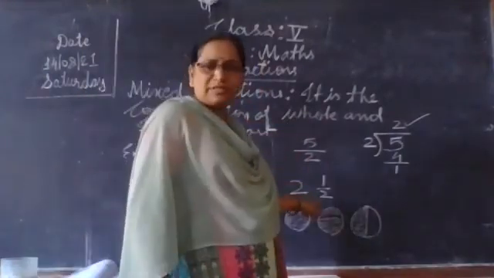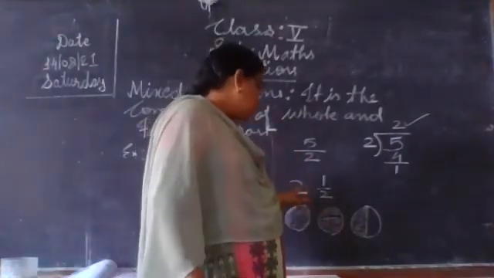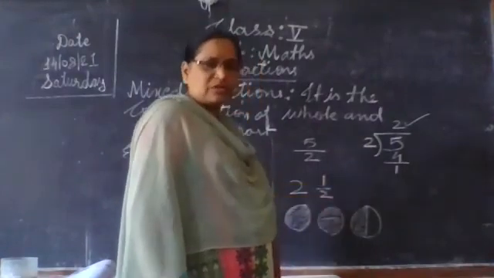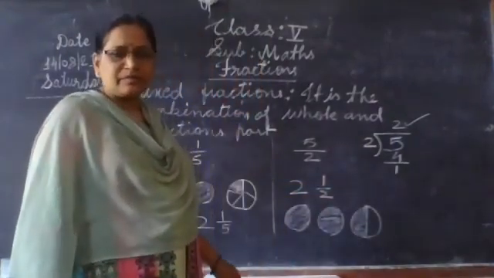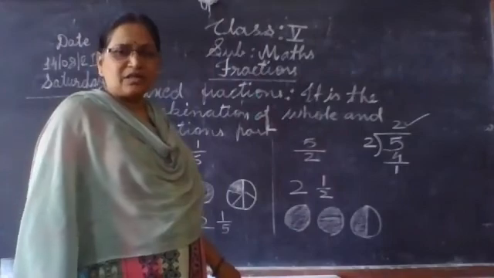See how to convert improper into mixed. 2 2s are 4 plus 1, 5 upon 2. So it is what beta? Mixed fraction. Got it, children?